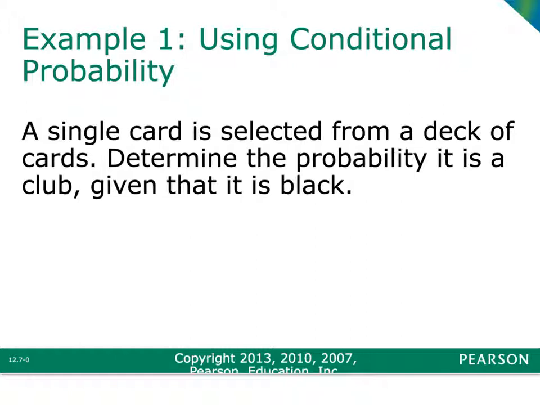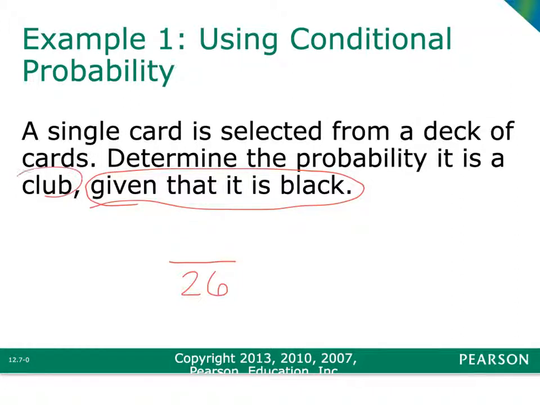A single card is selected from a deck of cards. Determine the probability it is a club, given that it is black. So you have a given event. You know that the card definitely is going to be black. There are 52 cards in a deck, and if you eliminate that down to only the black cards, you only have 26 cards to look at. So your total possible events are 26.